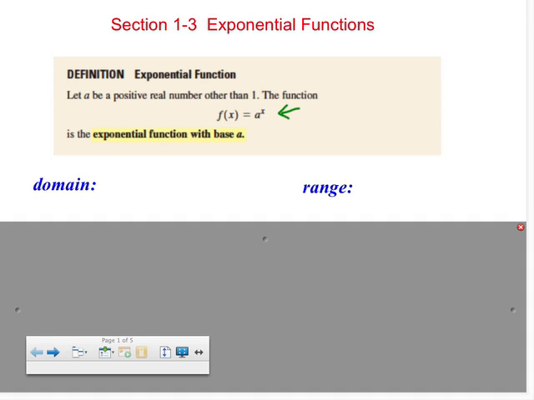When we have an exponential function, the domain is all real numbers. You're allowed to plug in anything for x. The range, because you're taking a positive value, remember a is a positive number, and then we're going to raise that to a power. The range, the y values, are going to be greater than 0. So we actually have a horizontal asymptote at 0.